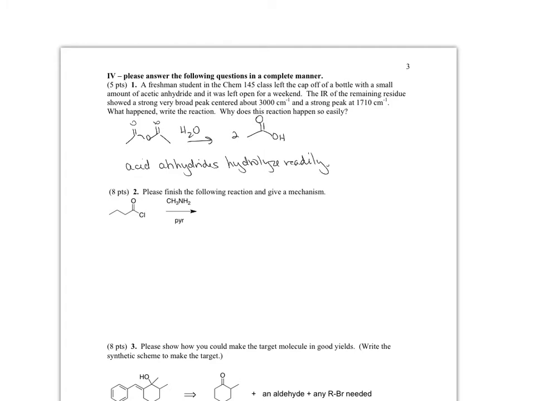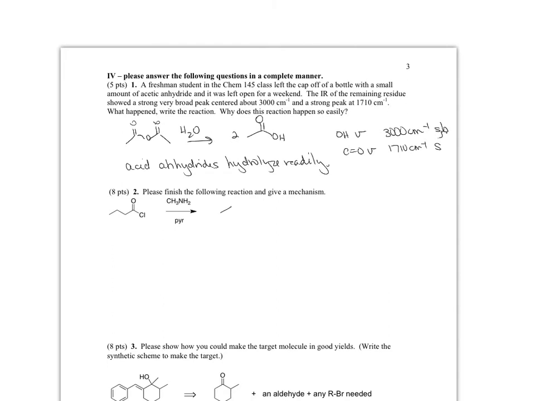All right, and so then we're going to get our OH stretch for the carboxylic acid at about 3,000 reciprocal centimeters, and it'll be very strong and broad. And then we're going to get the carbonyl stretch for the acid at about 1710 centimeters, and that should be strong as well.